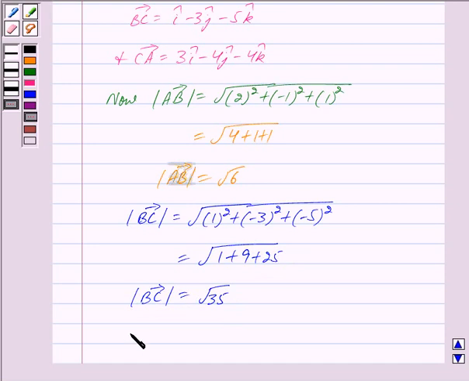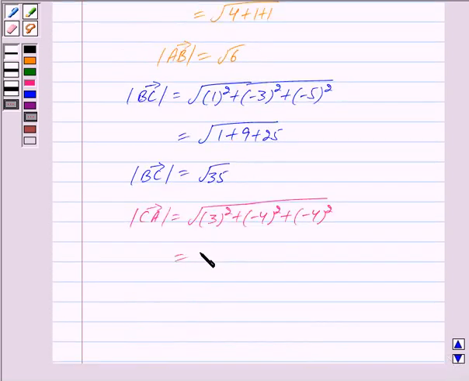And finally, mod of vector CA is equal to under root of 3 square plus minus 4 square plus minus 4 square, and this is equal to under root of 9 plus 16 plus 16, which is equal to under root 41. So mod of vector CA is equal to under root 41.